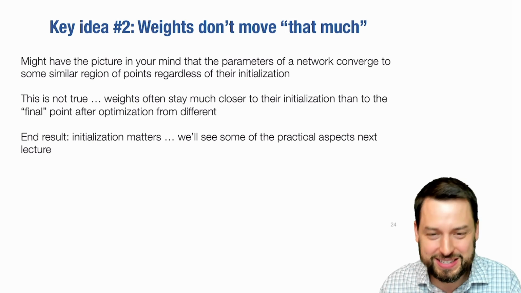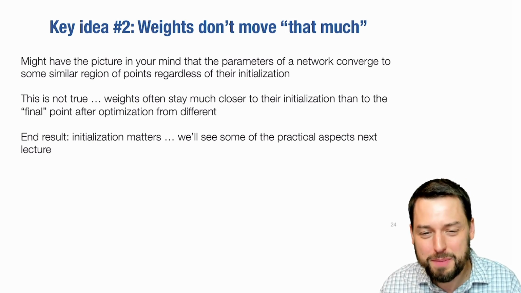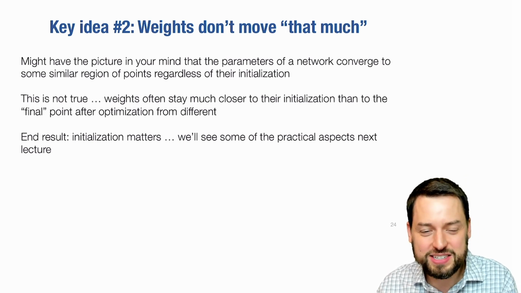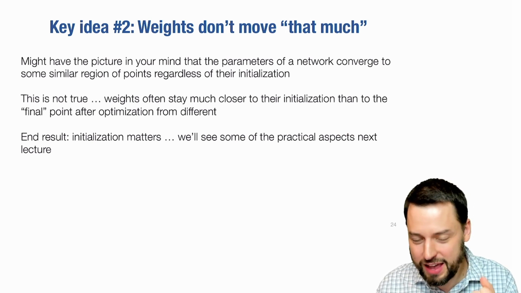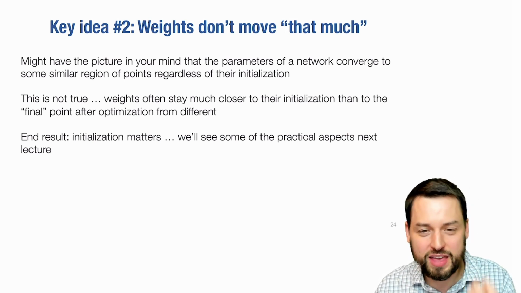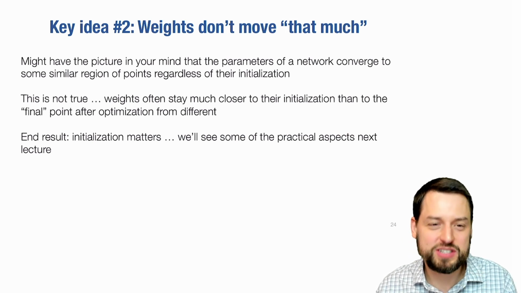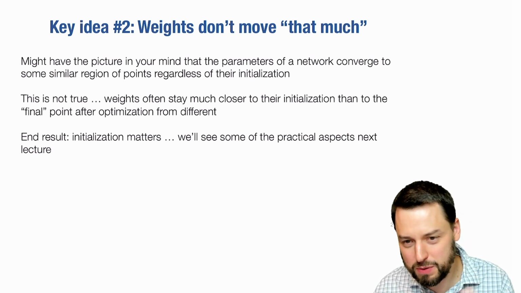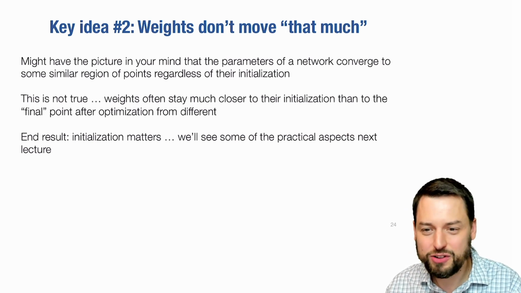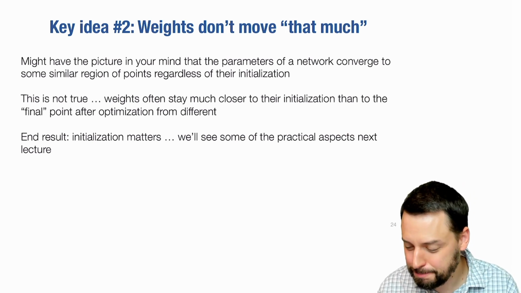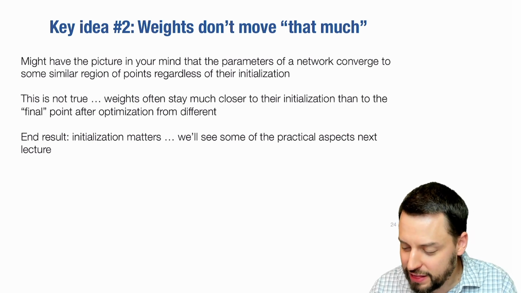Of course, they change somewhat because they make the network loss small, but they stay relatively close to their initial values. And this is very important for gathering intuition about what optimization is really doing in deep networks. But we'll come back to that in a later lecture when we talk about normalization of these things.